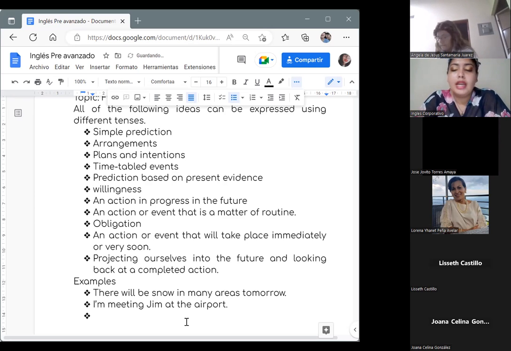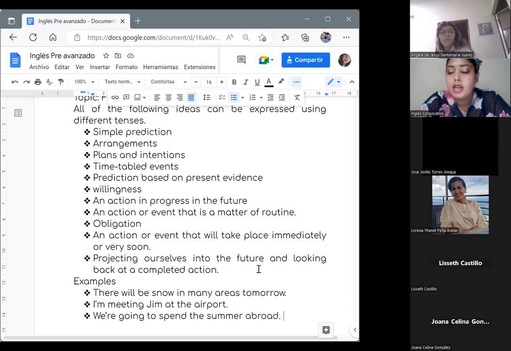Number three, plans and intentions. We are going to spend the summer abroad. In this case, we are talking about a plan. Remember that when we are using going to, it's when you make plans and you have everything that you need to complete that action. It is not just a dream. It is something that you are going to do for real. So we're going to spend the summer abroad. That is an action that is going to take place because you have plans to do it.